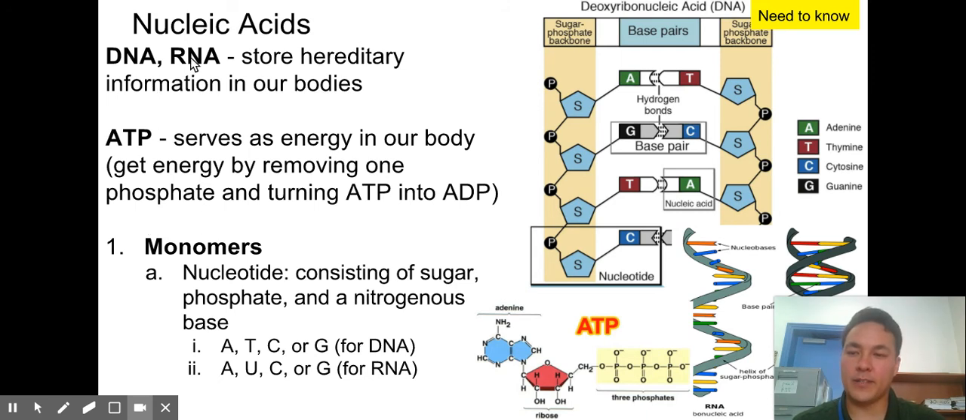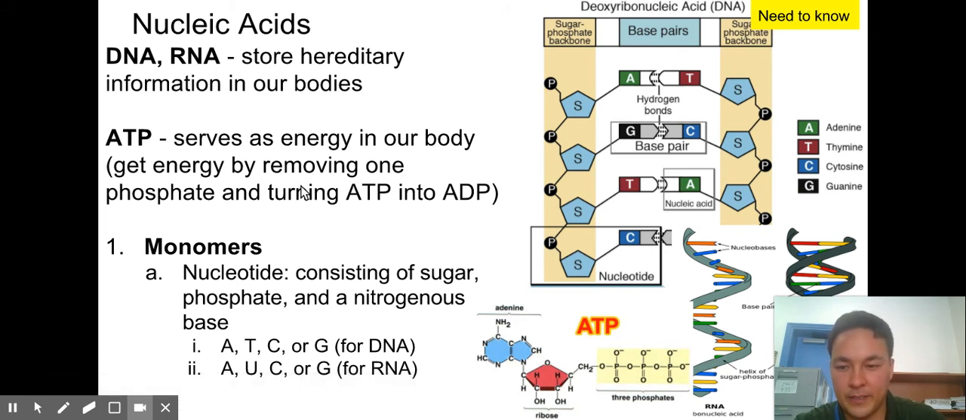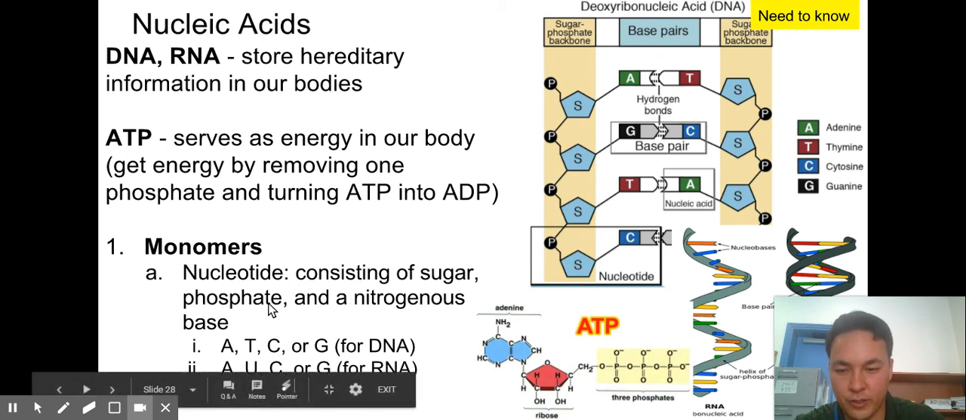I'm not going to worry too much on this test about ATP or RNA. ATP is the energy currency in our body. Here it is down here. It's classified as a nucleotide because it has a base right here, a nitrogenous base. You can see the N's, the nitrogen. It has a sugar, and then it has phosphates. So that's really what a nucleotide is. A nucleotide is a sugar, a phosphate, and a base. Well, ATP has it. It just has more phosphates.